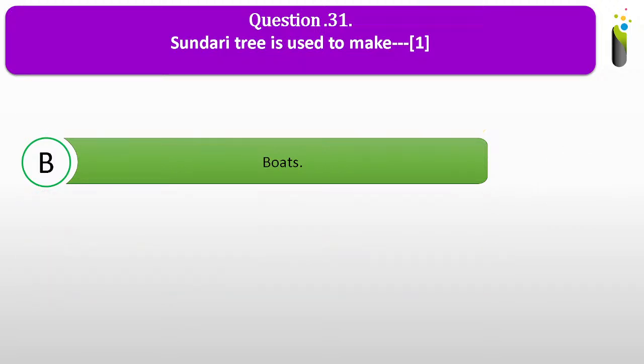And the correct answer for this question is B. Boats. So the Sundari tree is used to make boats. Remember Sundari. Okay, I can consider this to be a typo error.